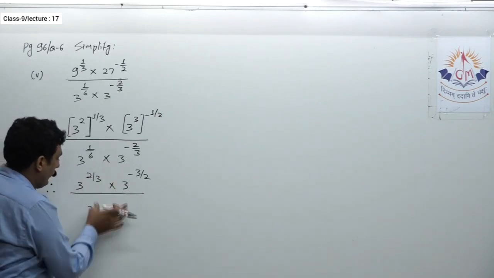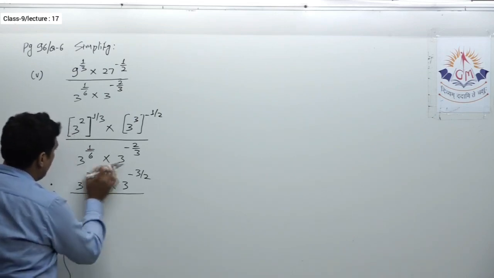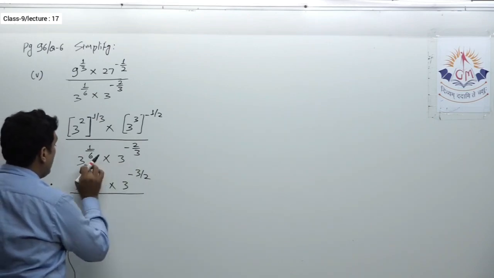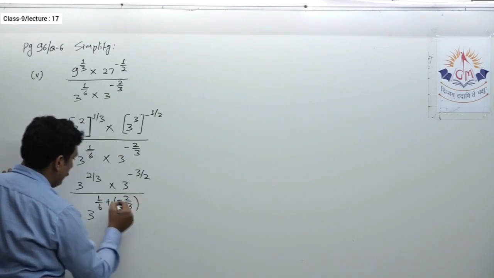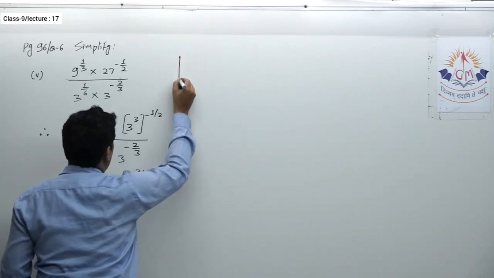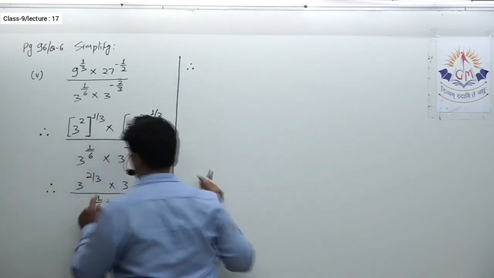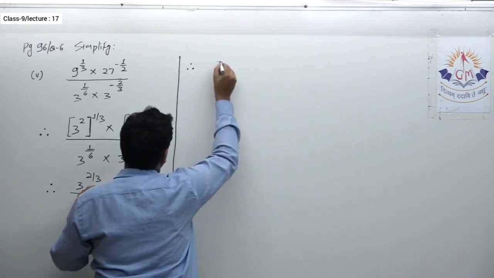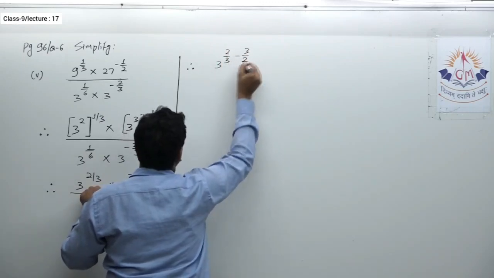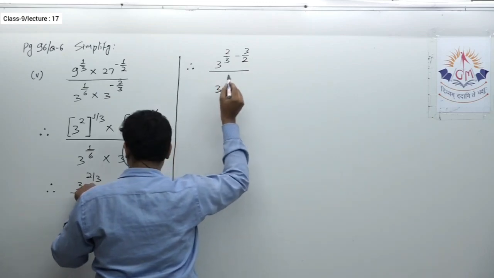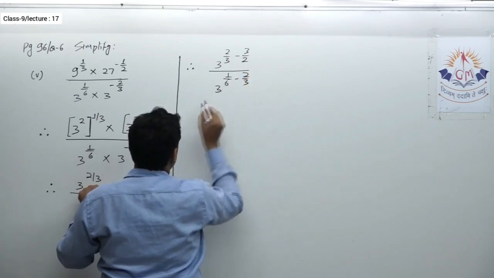I can take these two terms all together and these two terms all together. Okay, so if I have to do so, here I can apply the product law, that is 1 by 6 plus minus 2 by 3. Okay, and as I applied the product law in the denominator, I can apply the same thing in the numerator over here. So here it will become 3 raised to 2 by 3 minus 3 by 2, and in denominator I have 3 raised to 1 by 6 minus 2 by 3.